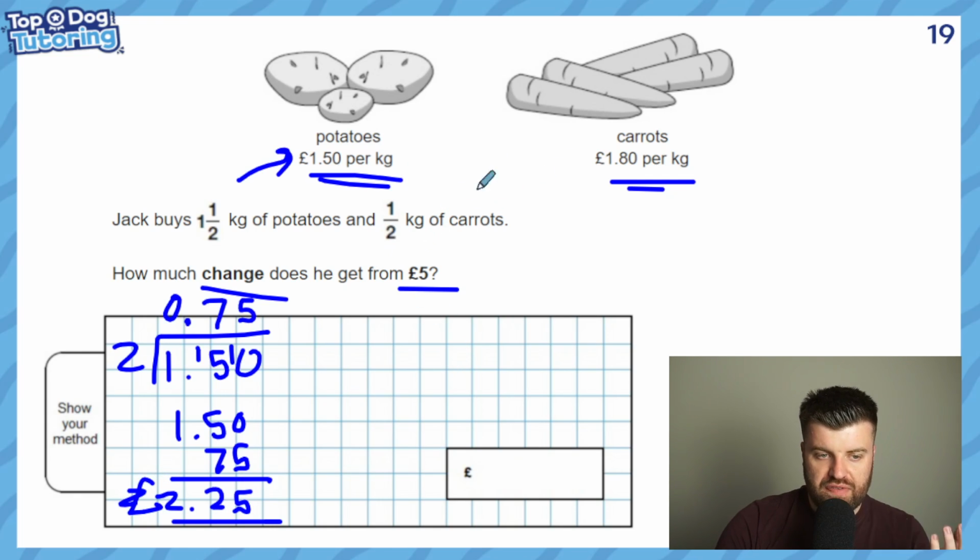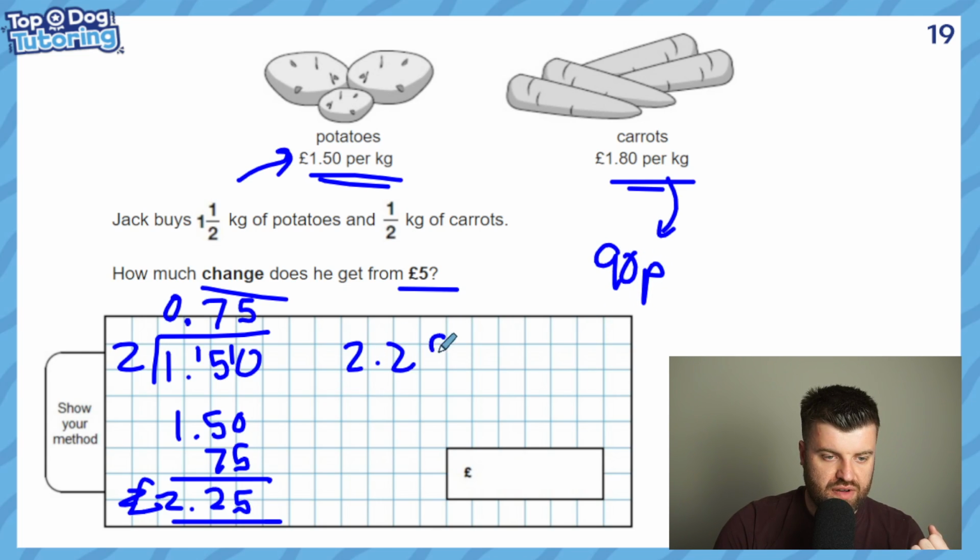Now let's work out half a kilogram of carrots. That should be easier because I just halved that price, £1.80 per kilogram. So half is 90p. So I have £2.25 plus 90 pence. That's going to give me how much it cost. So 5 in the 1p column. In the 10p column, I have 11, so exchange over, and I get £3.15.